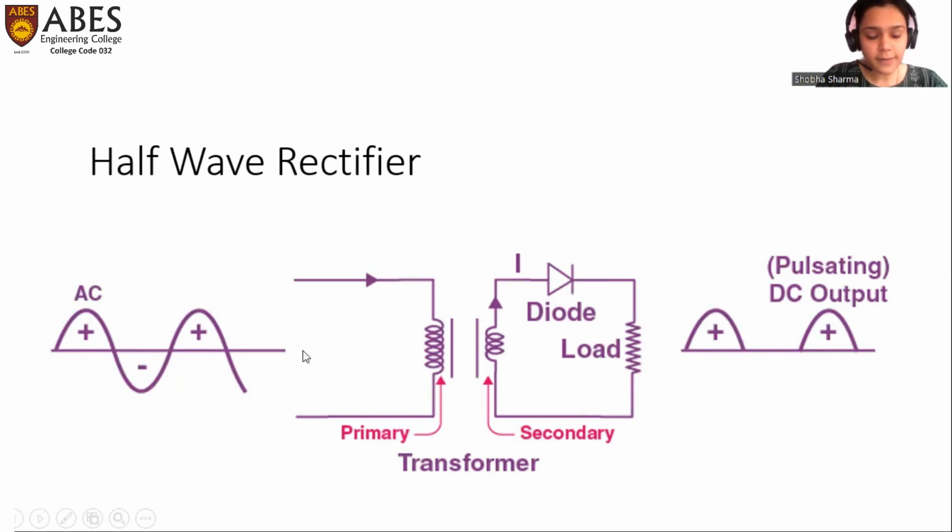In case of negative half cycle, the polarity changes. This terminal becomes negative and this terminal becomes positive. In this case, the anode end of the diode is connected to the negative and comes in reverse biasing. Due to reverse biasing, it is replaced with open circuit. And since the circuit is incomplete, no current flows in this loop. And hence, no output will be obtained across this load. So for a negative half cycle, no output is obtained.